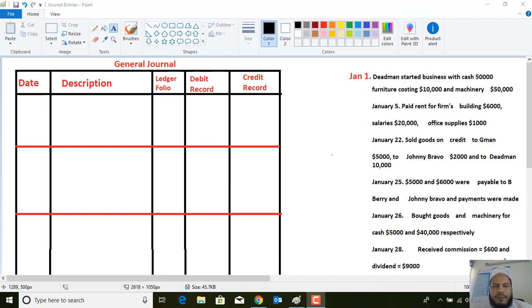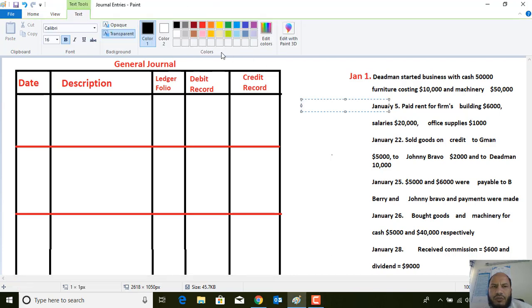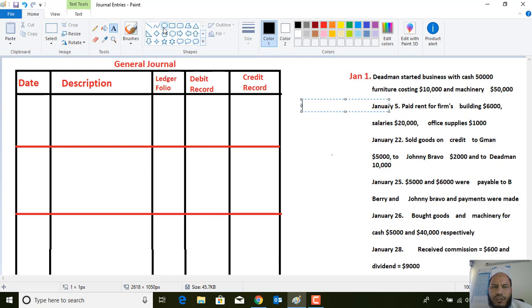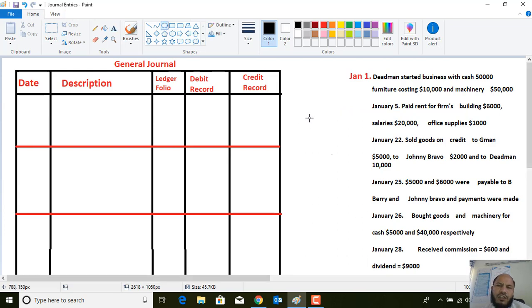Intermediate accounting class. Dear students, our discussion today is about the general journal, how we can record transactions in the general journal. We will discuss it, and we will use all the steps and principles, the rules for debiting and crediting the transaction or account. So dear students, our topic today is transactions in the general journal, and let's explain it.